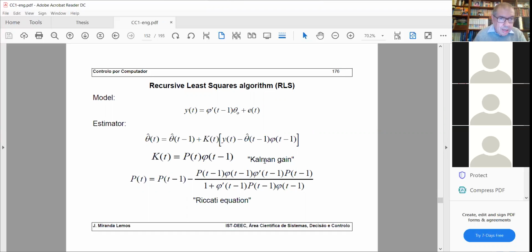So in this way, we get the recursive least squares algorithm, RLS. And what is the model? We are estimating the true parameter vector, theta naught here. Y and phi are made of data, so I can observe Y and phi. E is some noise.